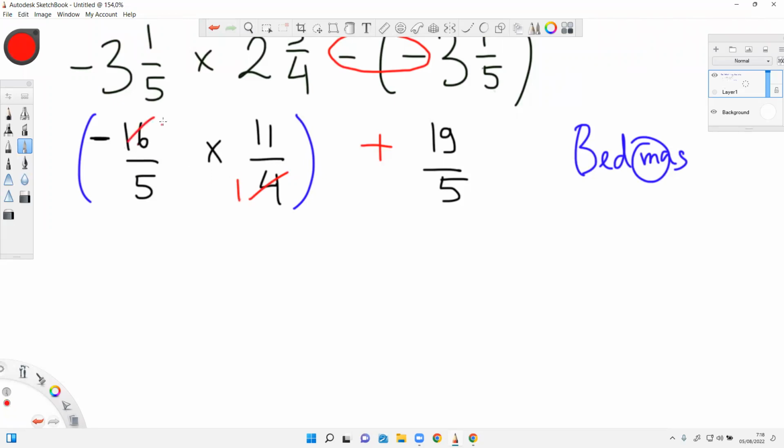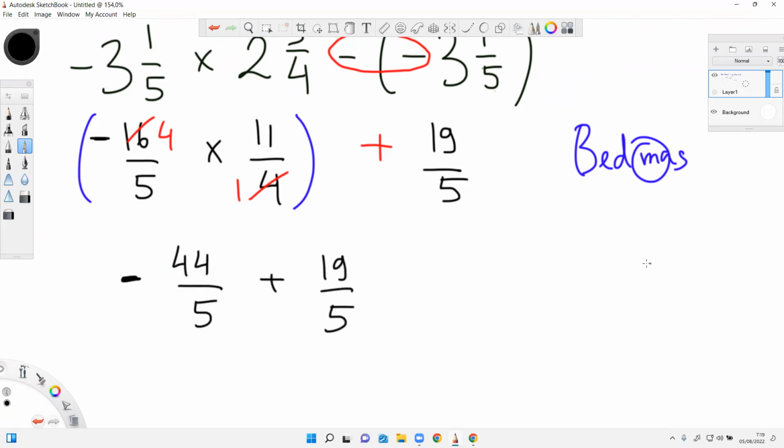Divide by 4, divide by 4, right? So it's slow but sure. Negative, wait. So we have the negative now. Negative times positive becomes negative, right? The multiplication rule: plus times minus, minus times plus, and so on. 44 over 5 plus, oh, easy peasy.